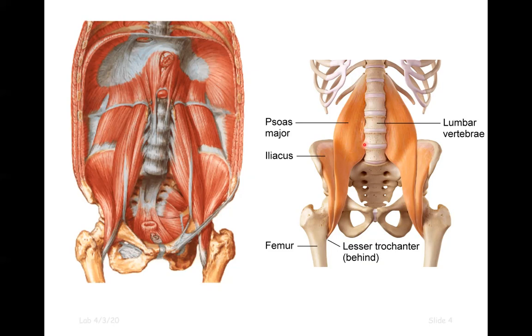To be able to see these muscles, we'd have to look inside of the abdominal body cavity. You have to move all of the digestive organs, all of the intestines that overlie these muscles, to be able to see these two muscles along the posterior body wall. So they're both responsible for hip flexion.